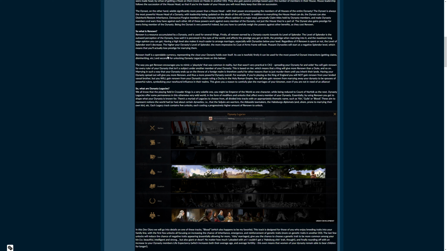Renown itself is the spendable currency, representing the clout your dynasty holds over itself. Its use is twofold. It can be used first for the most powerful dynasty interactions, as we had above, getting claims, disinheriting, etc. And secondly, for unlocking dynasty legacies. Yeah, that's customizing your dynasty as you want it, probably.